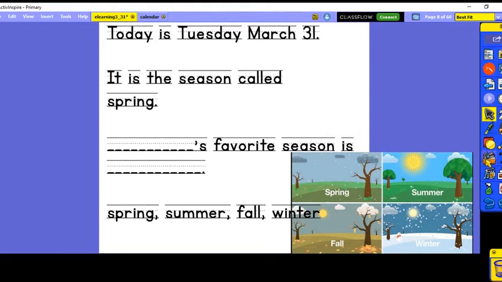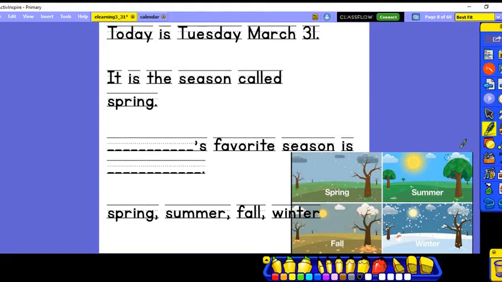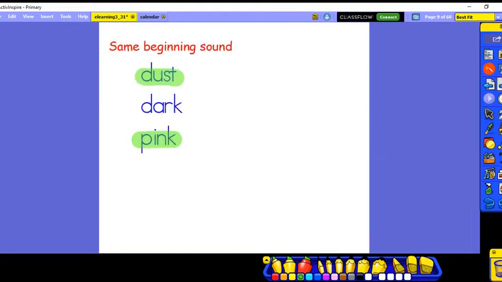Let's look for some sight words in our morning message. Do you see any? What's this one? Is, and there it is again. Okay. Do you see another one? What's that one? The. Good. And what's this one? It. Good. Is, it, is, the, is. Those are some of our sight words that we see in our morning message.